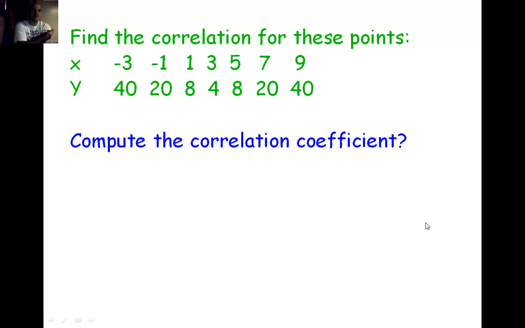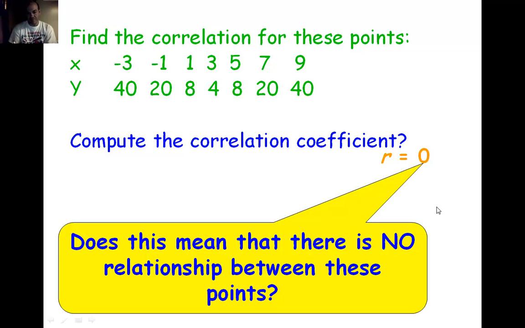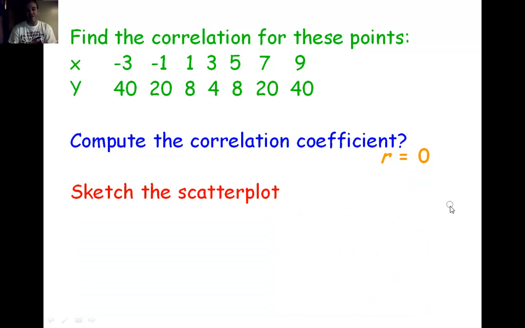Now it says, in this other example, find the correlation for these points. Again, we compute the correlation coefficient here, and we get a value of R. Does that mean that there is no relationship between the points? What it does mean, for sure, is that there's no linear relationship. Now, whether or not there is a relationship, that's where the importance of a scatter plot comes in.